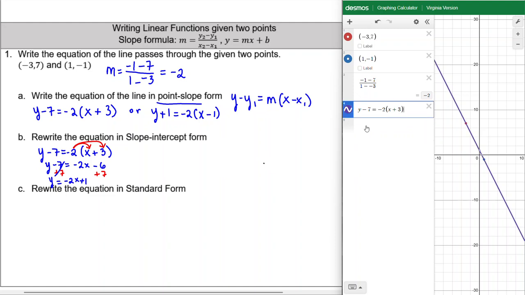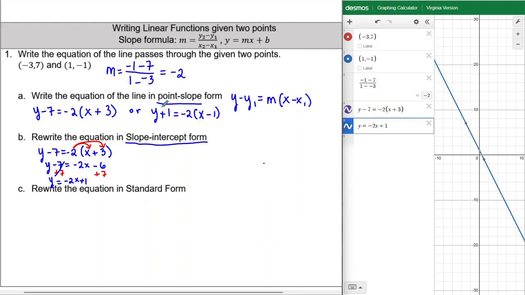Let's go ahead and see if this equation works now. It should graph the same line. It's just written in a different form. There you go. It's the same thing. So this equation is written in slope-intercept form. You can see the slope is -2 and the y-intercept is +1.